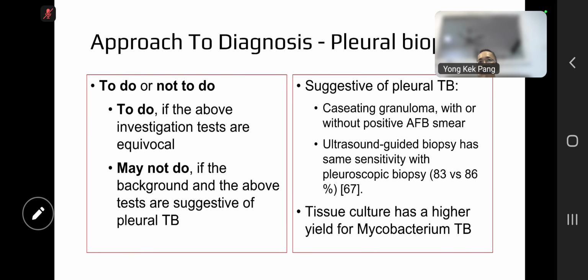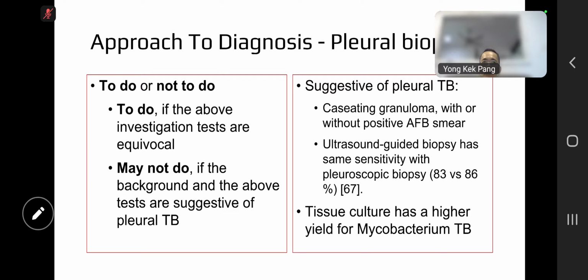The next question is, if we see nothing, shall we perform additional investigation? The additional investigation here is whether you should perform a pleural biopsy. Nowadays, we rarely perform the so-called blind pleural biopsy using the Abraham needle. Nowadays, if at all we consider performing any pleural biopsy, usually it is a direct visual kind of pleural biopsy utilizing the pleuroscope.